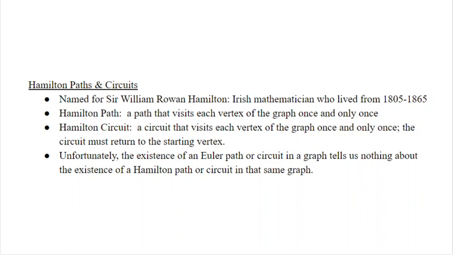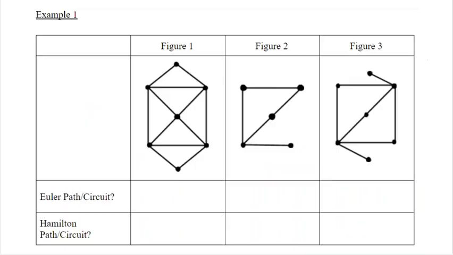Unfortunately, knowing whether an Euler path or circuit exists does not tell us anything about whether a Hamilton path or circuit exists. So let's take a look at a few diagrams. We have three graphs here. First, we're going to look at Euler paths and circuits in these three figures, and then we're going to look at Hamilton paths and circuits.